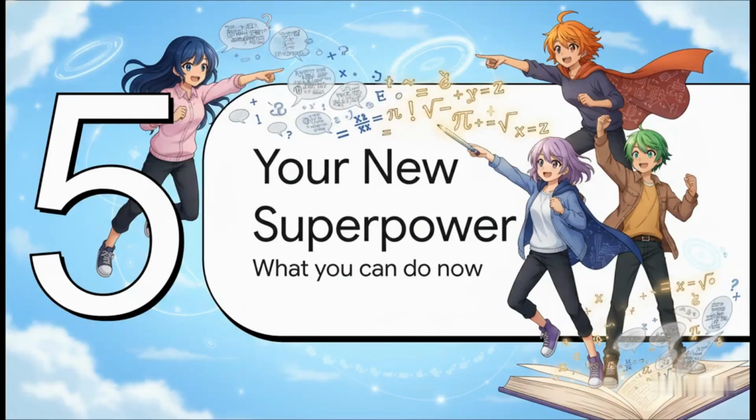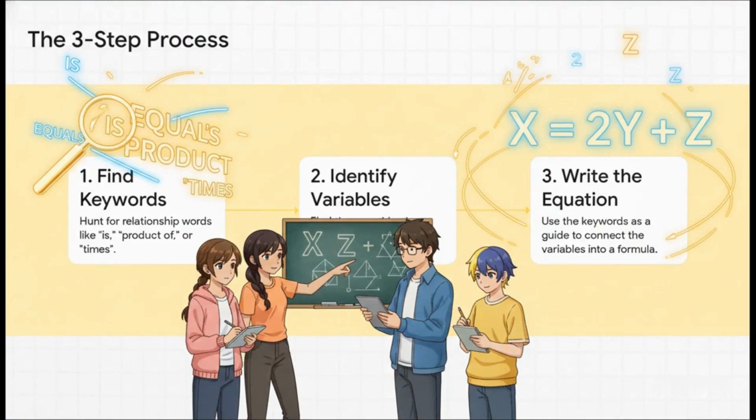So what's the big picture here? This isn't just about math problems. You've basically unlocked a new skill, a kind of superpower for taking messy, confusing word problems and turning them into something clear and solvable. It all really boils down to this simple 3-step process. First, you hunt for those keywords, the words that tell you the relationship, like is, product of, or times. Second, you identify your variables, the changing quantities, and give them letters. And third, you just use those keywords to connect the variables in the equation. That's the whole game plan.